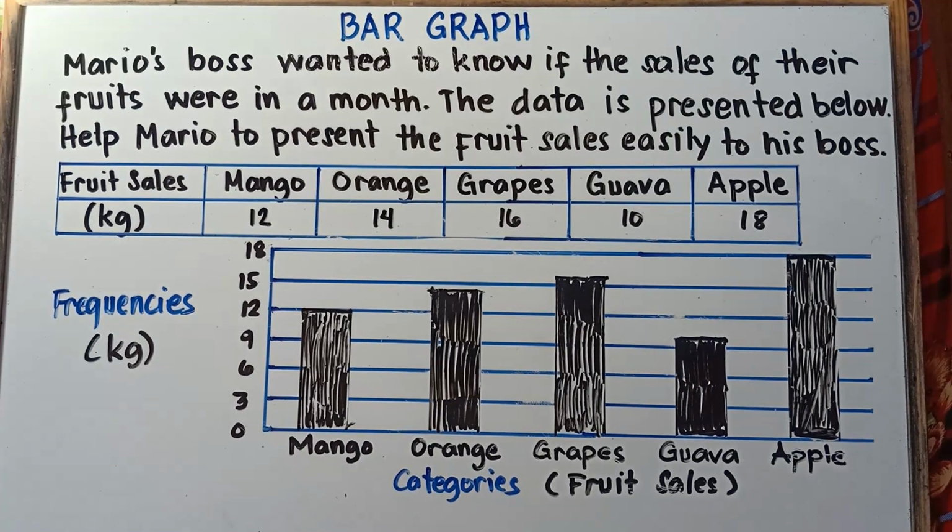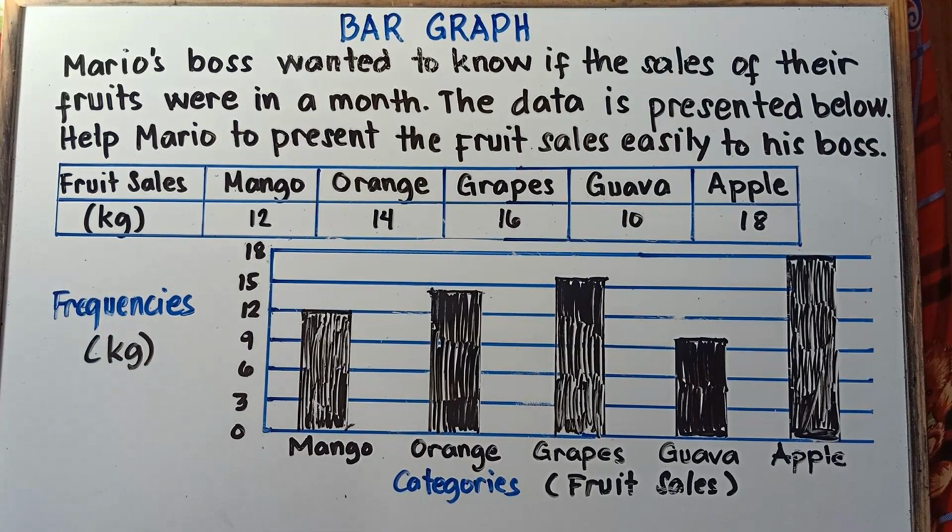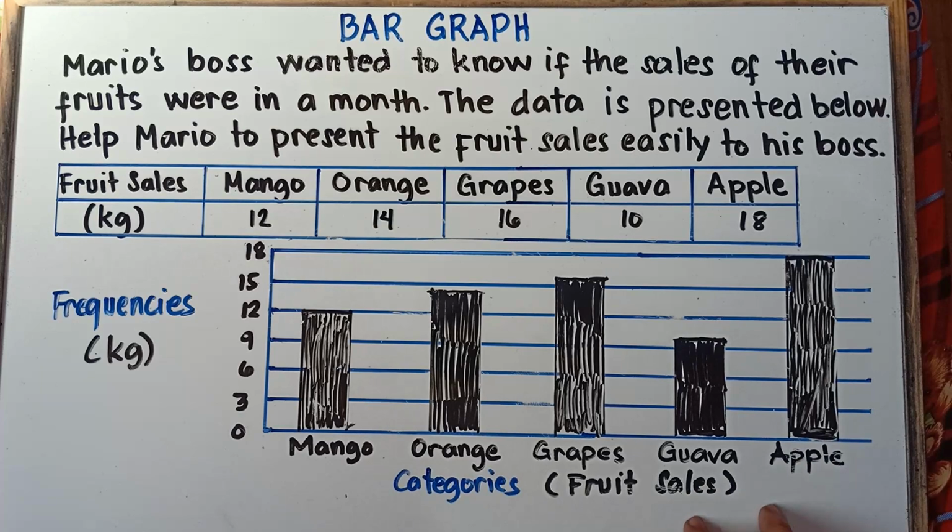Alright, so that's it, class, with regards to our bar graph. The good thing, class, with the bar graph is we can have our interpretation. So we can say that apple sold the most, and guava sold the least.